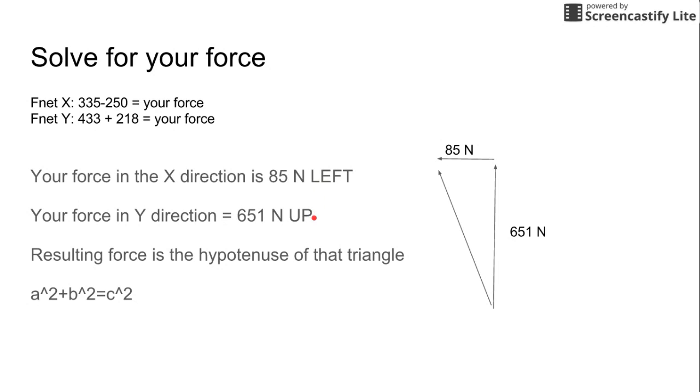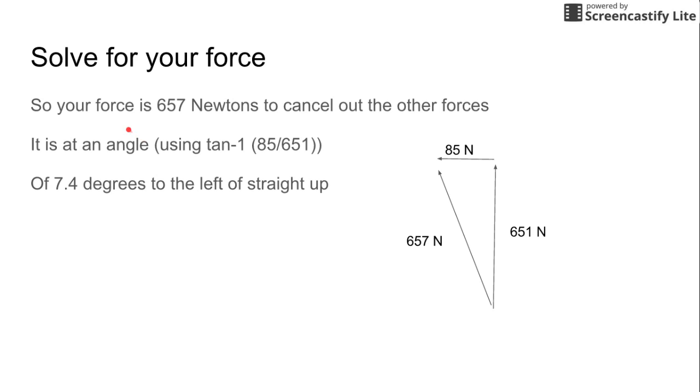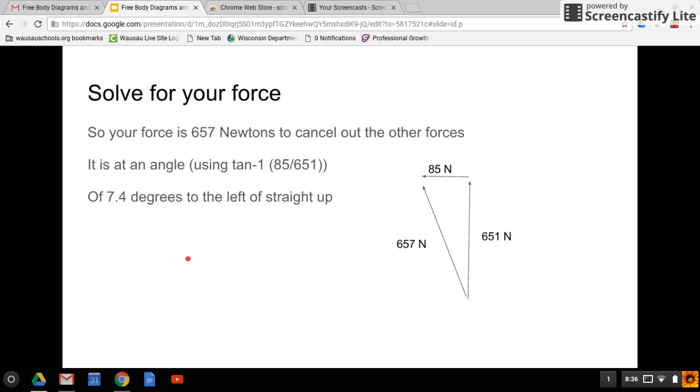So your force is left and down. This force should be down. That's my typo. But regardless of whether the arrow is pointing up or down, we still get the same hypotenuse. It's just that the direction will be down to the left rather than up and to the left. So using SOHCAHTOA and a squared plus b squared equals c squared, we get the resulting force is 657 newtons, and the angle is the tan inverse of 85 over 651, or 7.4 degrees, left of straight down. Hopefully this helps, and that has been the Physics MC.